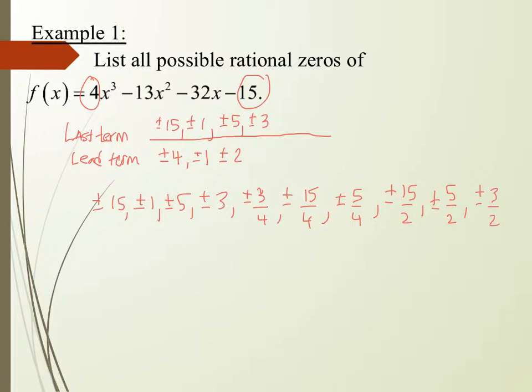So there are all the potential factors that could happen with this polynomial. Not all of them will work, and we would have to do the synthetic division to find which ones do.